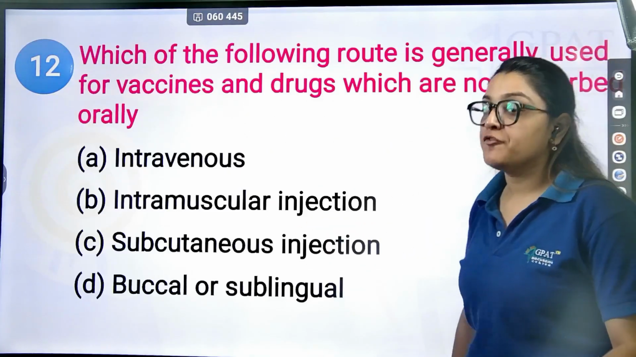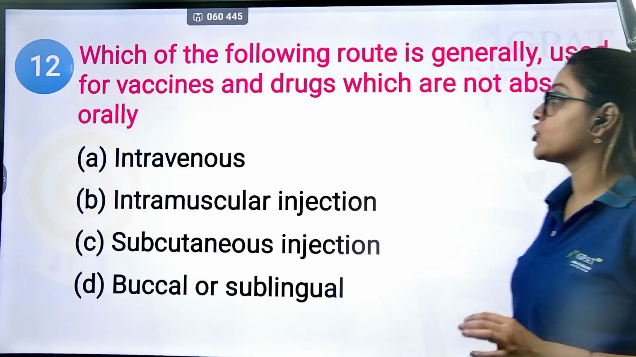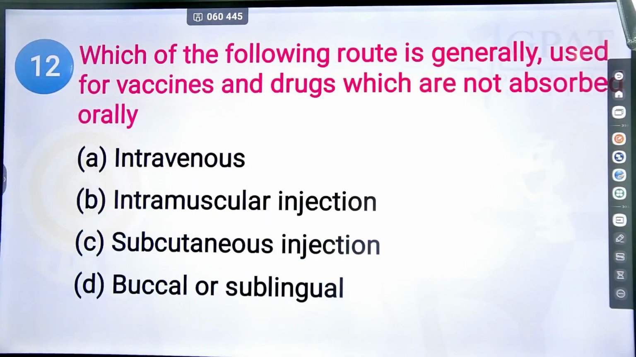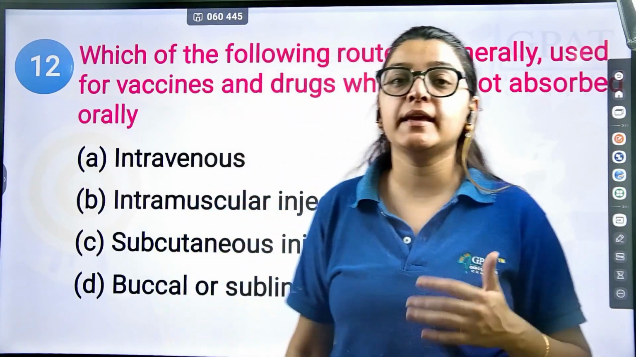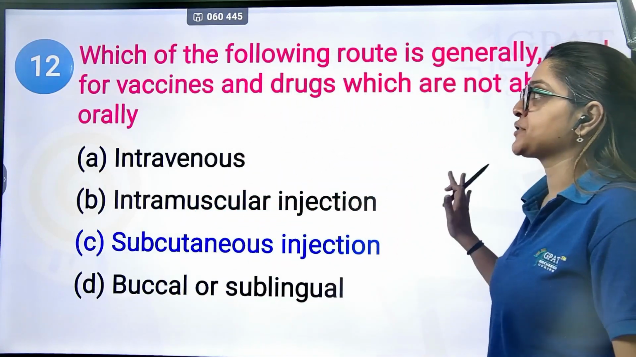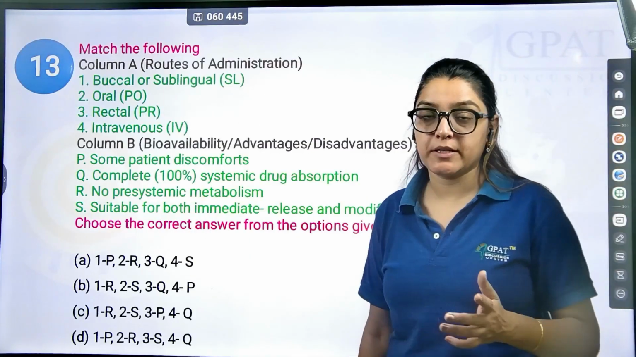Okay, next, which of the following is generally used for vaccines and drugs which are not absorbed orally? So for vaccines and drugs, either we use the intravenous route, intramuscular route, subcutaneous route, or even the buccal or sublingual. We all know that these vaccines are usually administered by the subcutaneous route, right? Subcutaneous injection.